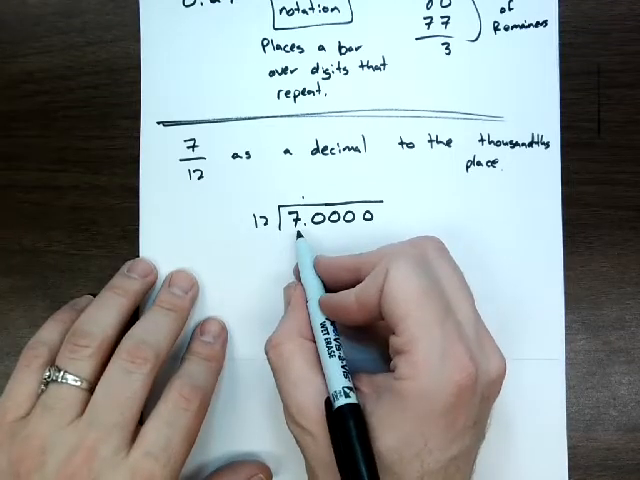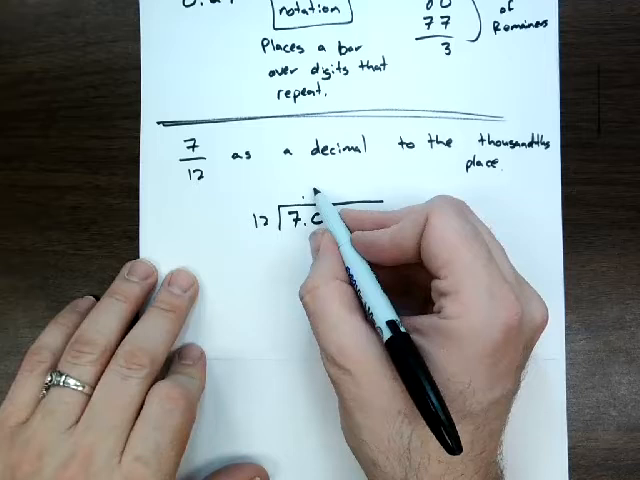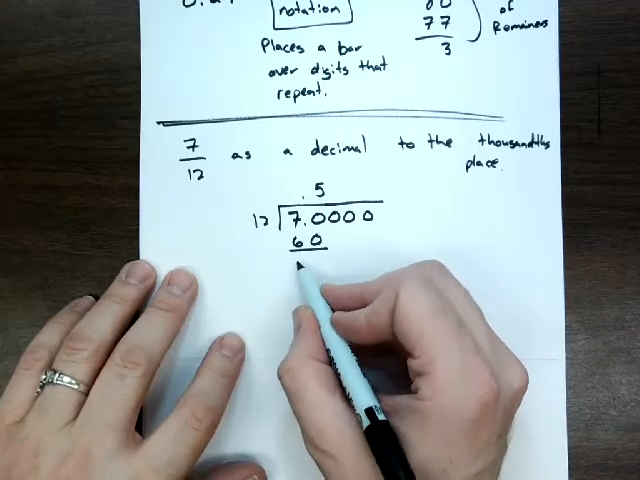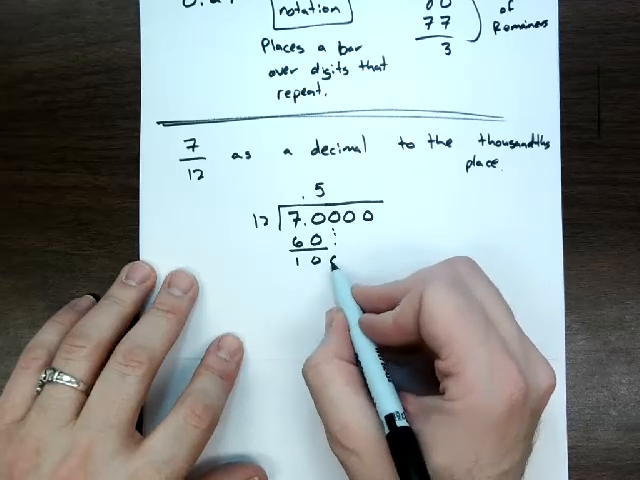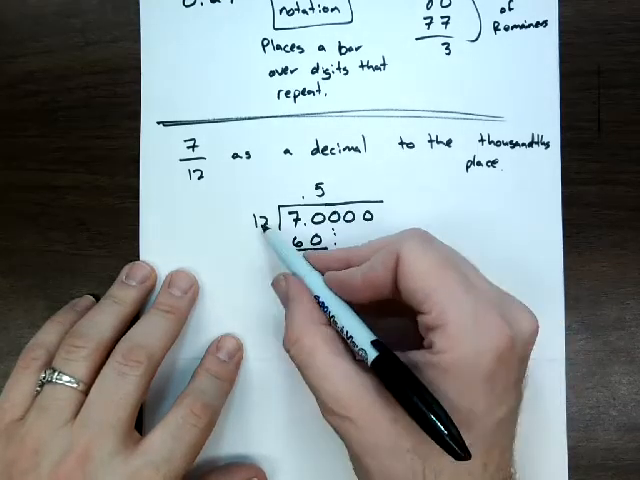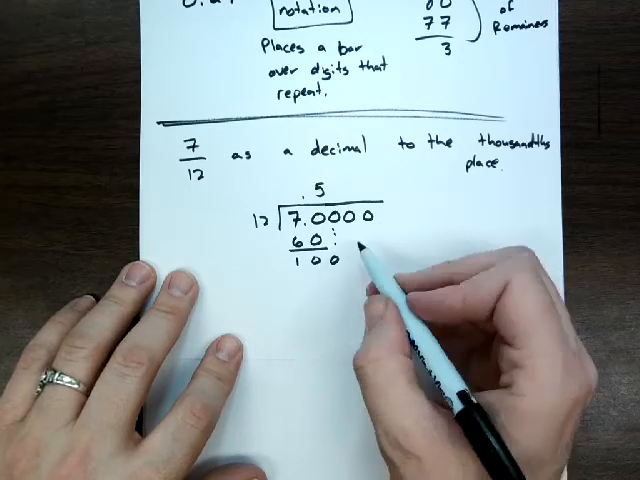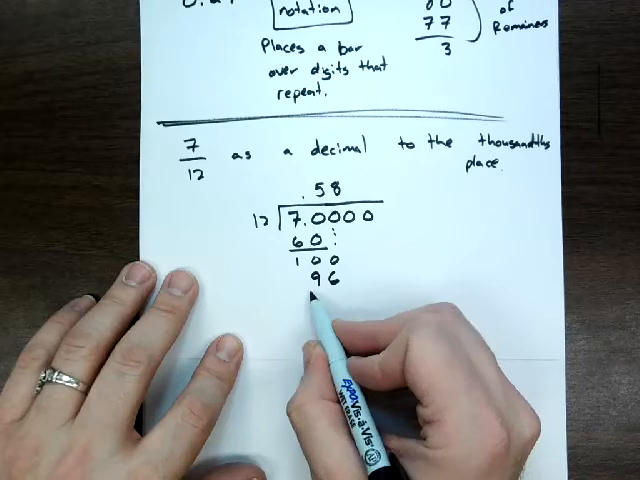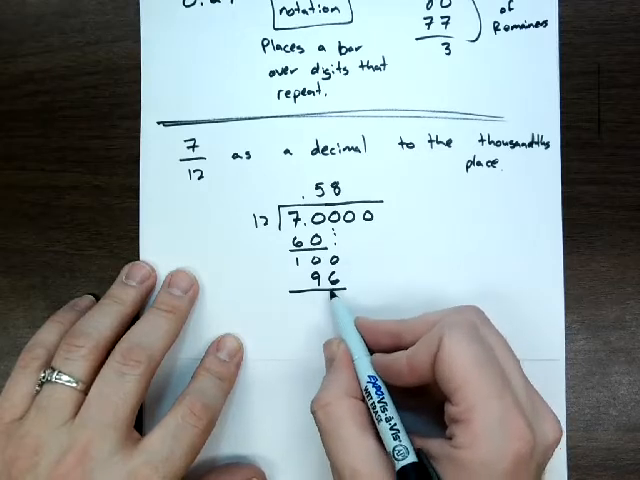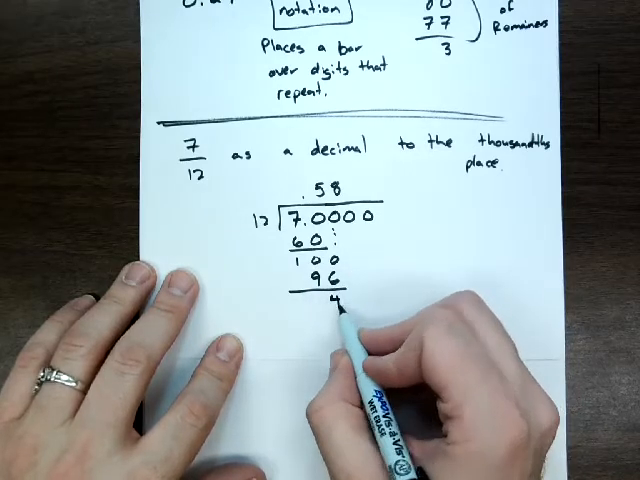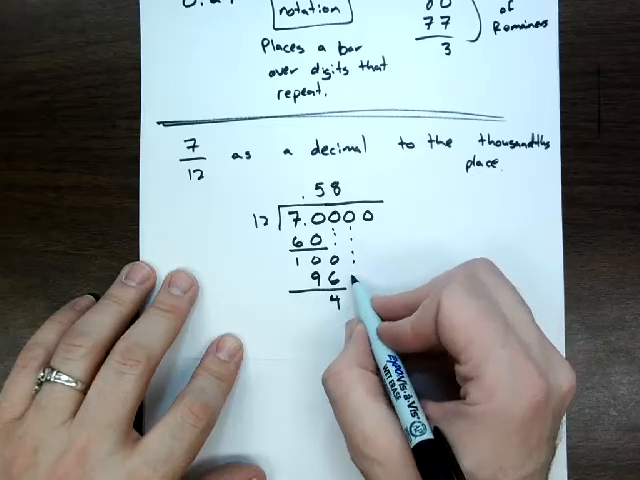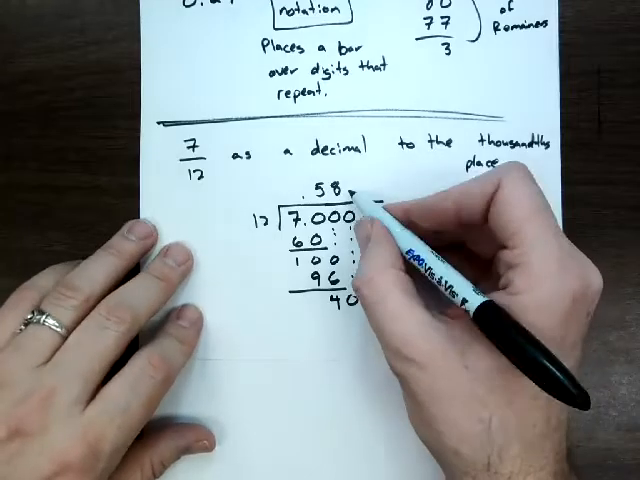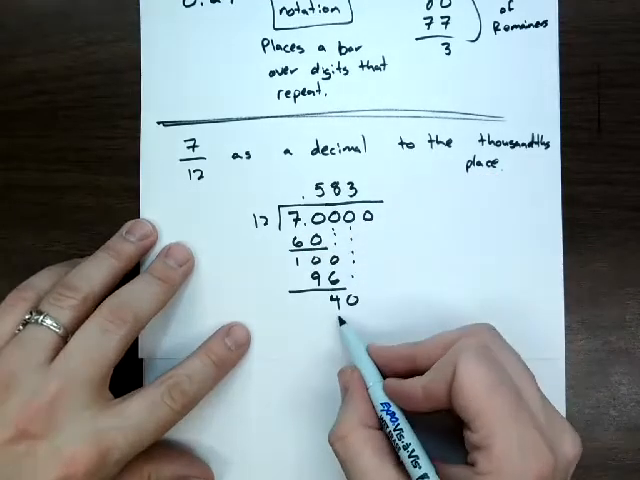12 would go into 70 about 5 times, because 5 times 12 is going to be 60. I've got 10 left over. We'll bring down the 0. 12 will go into 100, maybe 8 times, because 8 times 12 is going to be 96. Well, 100 minus 96 is going to be 4. Well, 12 will go into 40. Looks like 3 times. 3 times 12 is going to be 36.